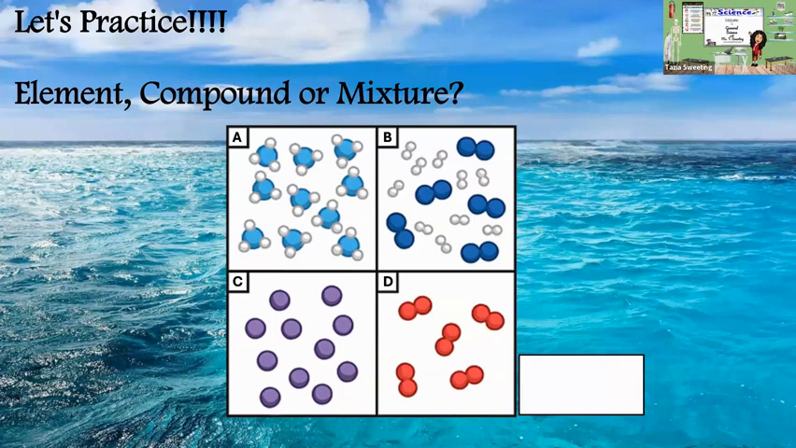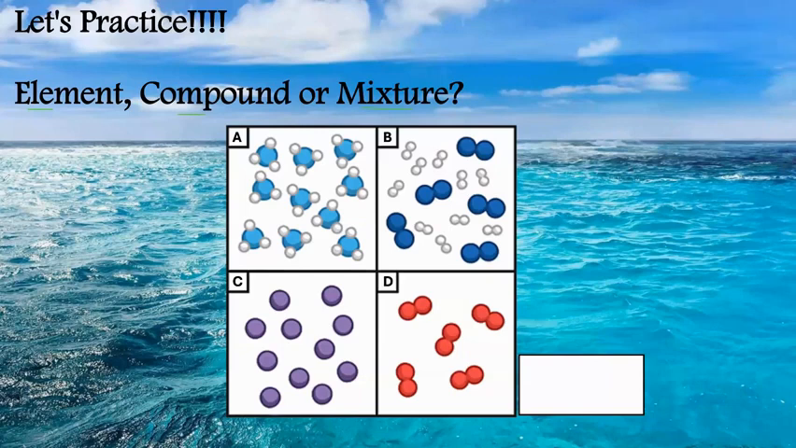All right, let's look at A, everybody. Let's look at A and see if we can figure out what this is. So anybody want to tell me the answer for A, and then you have to explain why you chose your answer. Is A an element, a compound, or a mixture?